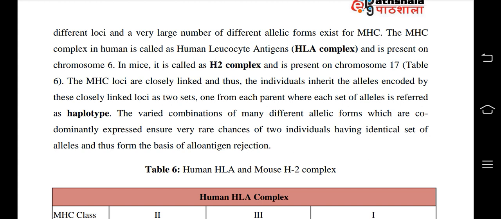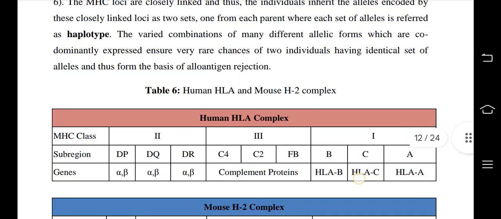In mice it is called the H2 complex and it is present on chromosome 17. The MHC loci are closely linked, and thus individuals inherit the alleles encoded by these closely linked loci as two sets, one from each parent, where each set of alleles is referred to as a haplotype. The varied combinations of many different allelic forms which are codominantly expressed ensure very rare chances of two individuals having an identical set of alleles, and thus form the basis of alloantigen rejection.